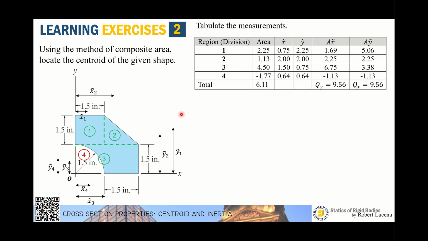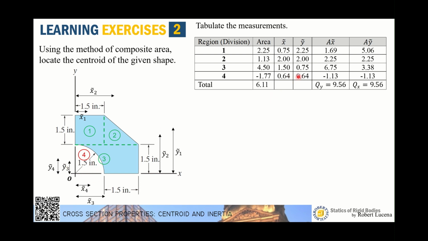Now let's make a highlight on region 4. As you can see, this region 4 is a hollow portion, so this has to be taken as a negative area. So the area of this quarter circle is negative 1.77. This is simply 1/4 of the area of the whole circle having a radius of 1.5.